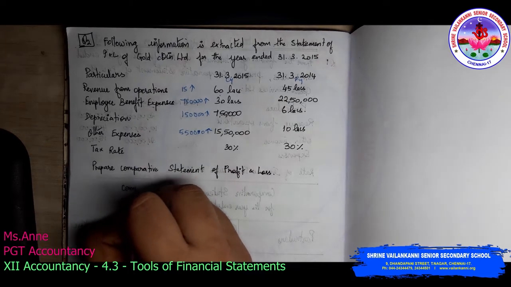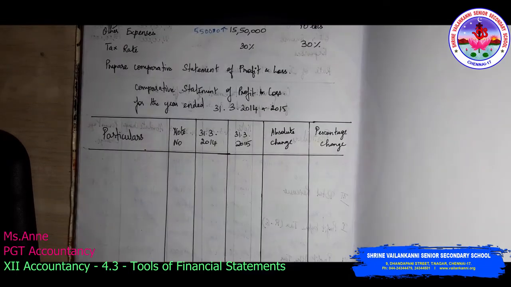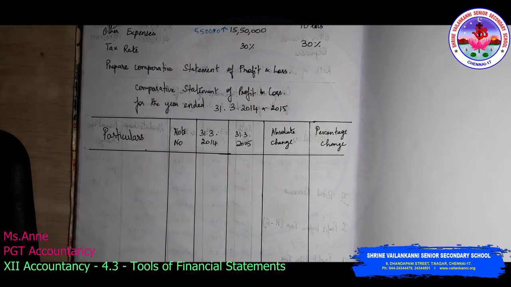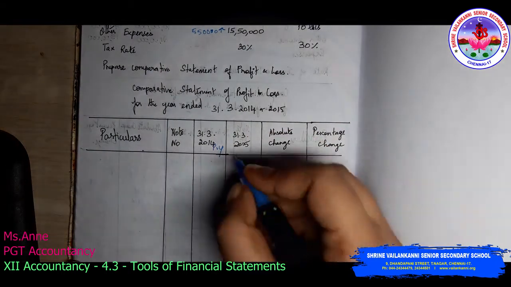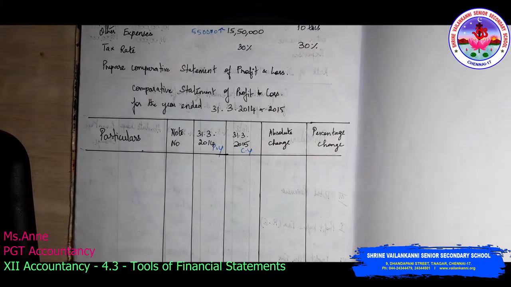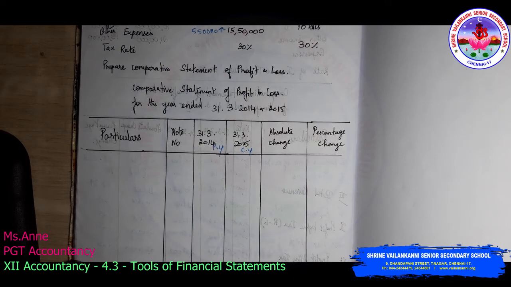Comparative. So as you can see, I have completed the format. Particulars, note number, 31/3/2014, which is your previous year. You will take the previous year as your base year, and this is your current year 2015. You assume it as current year. Absolute change and percentage change.